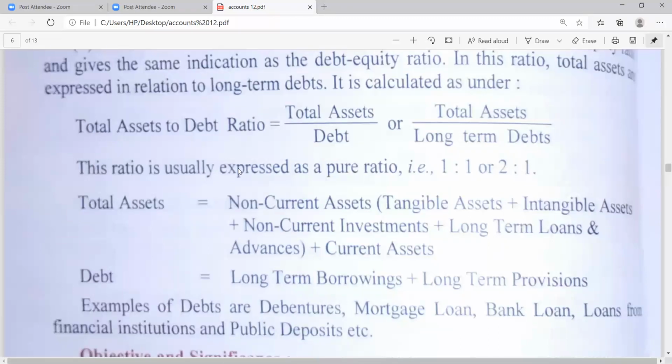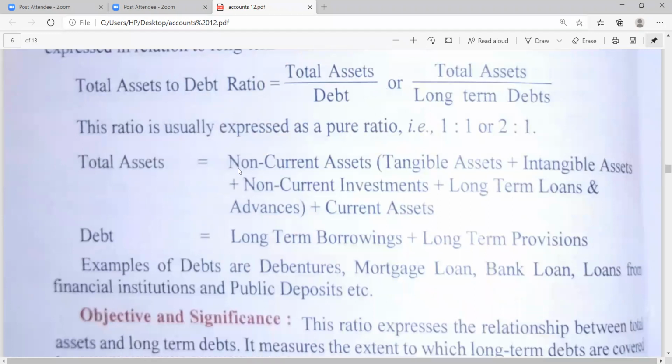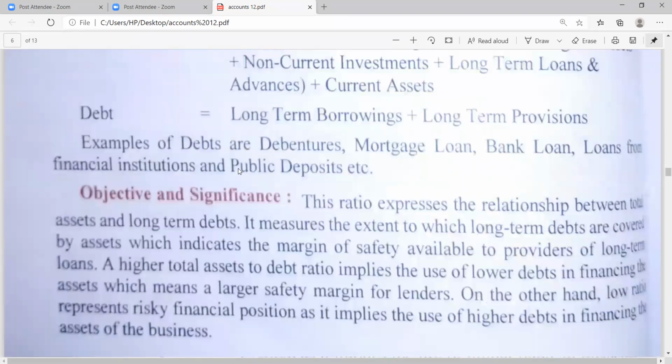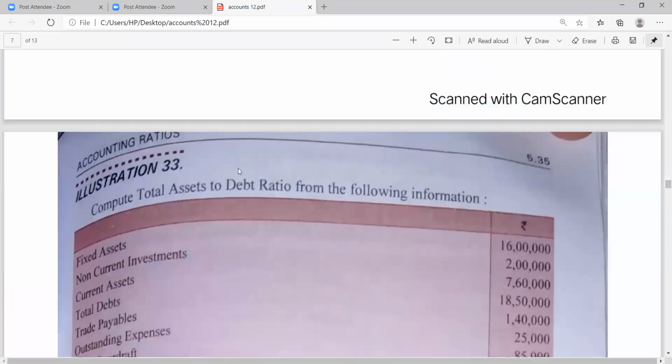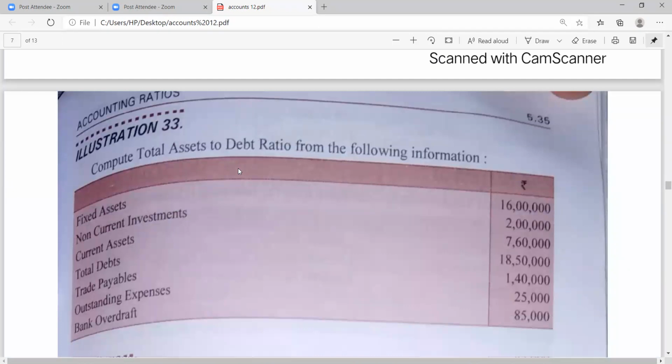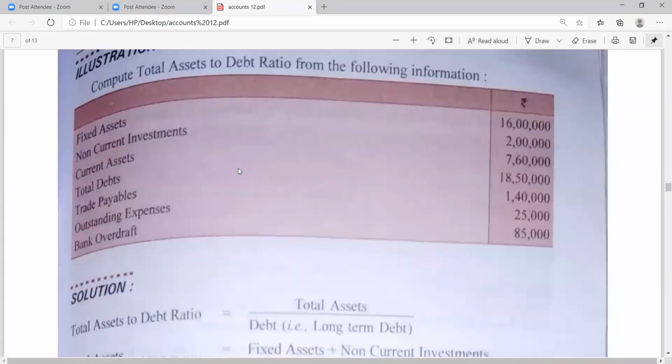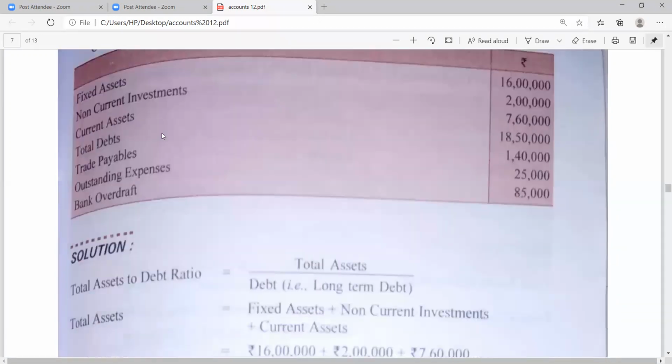Now the debt, we already discussed. All the long-term borrowings as well as long-term provisions consist of debt. After calculating the debt and total assets, we can apply them in the formula and calculate the total asset to debt ratio. Let's see example number 33, then it will be more clear to us. Here the fixed assets, non-current investments, current assets, total debts, trade payable, outstanding expense, and bank overdraft are given.